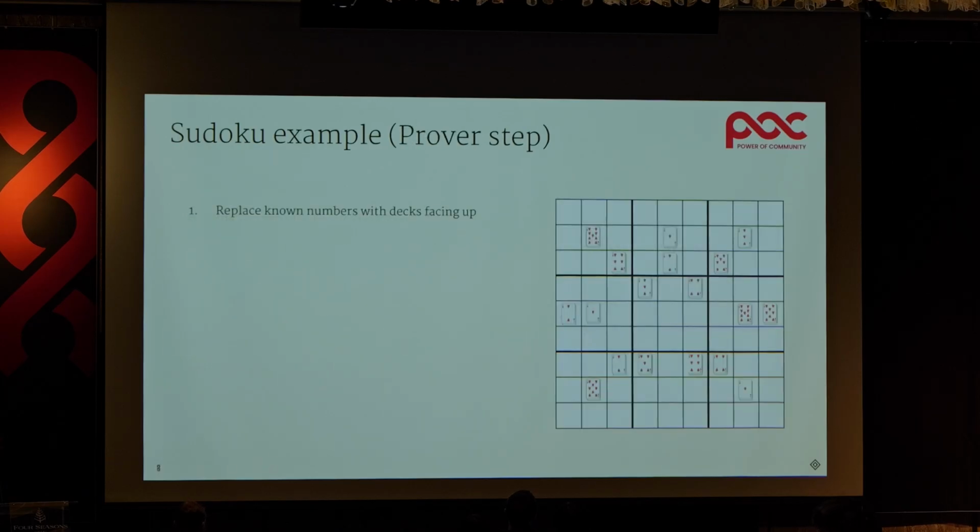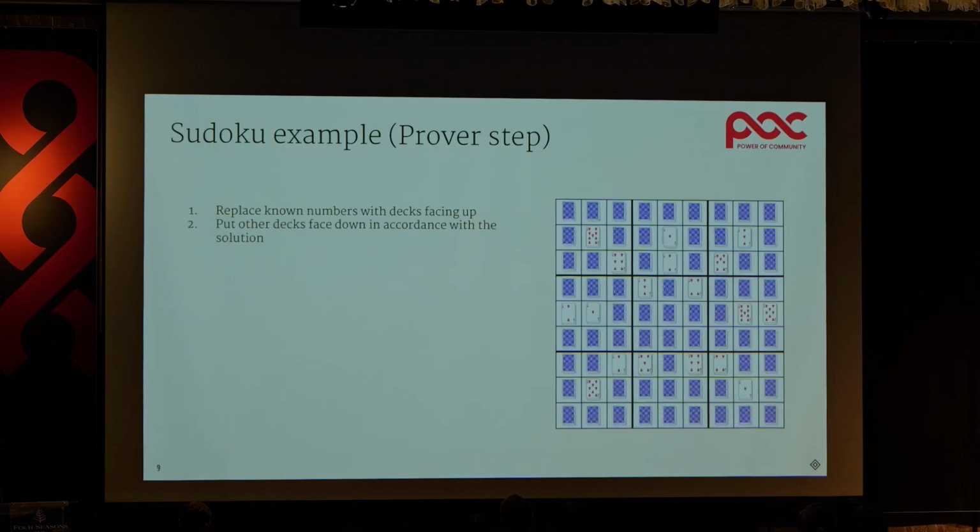What happens next is the prover takes each of the stacks representing a number that is already on the Sudoku field, and places a similar stack of 3 cards face up onto the field. So at this point, the verifier knows that these cards are in the same place as in the original Sudoku description. Next, the prover takes the other card stacks and places them face down on the field.